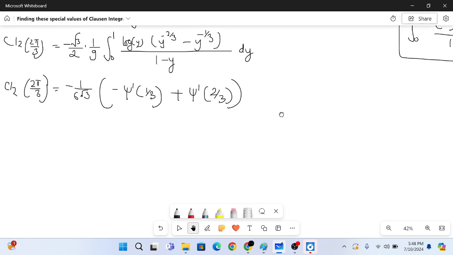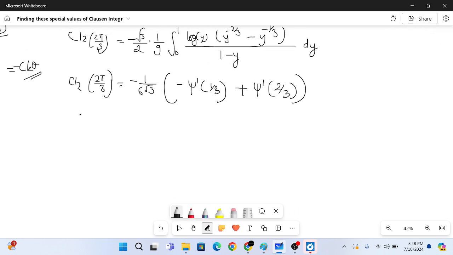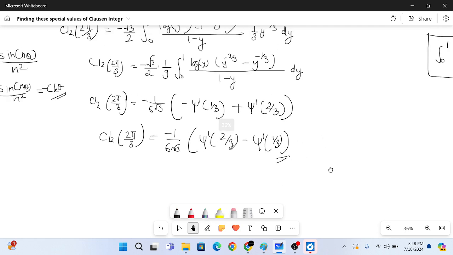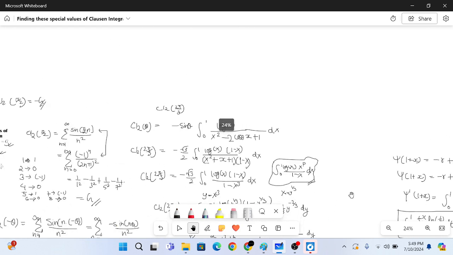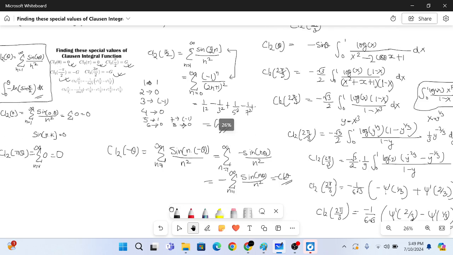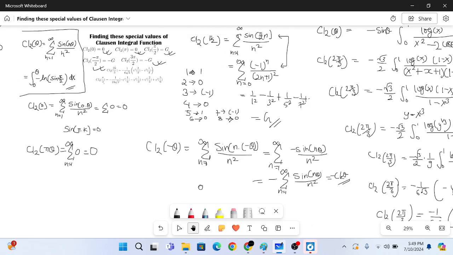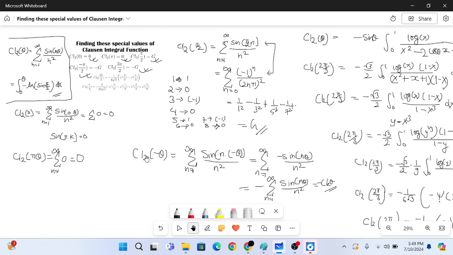Now I have to write it properly. CL2 of 2 pi by 3 can be written as minus 1 by 6 root 3 times trigamma of 2 by 3 minus trigamma of 1 by 3, and this is the required result. So let us see if it's correct or not. CL2 of 2 pi by 3 is minus 1 by 6 root 3 times trigamma of 2 by 3 minus trigamma of 1 by 3. Okay, yes, it's good. So that's good.